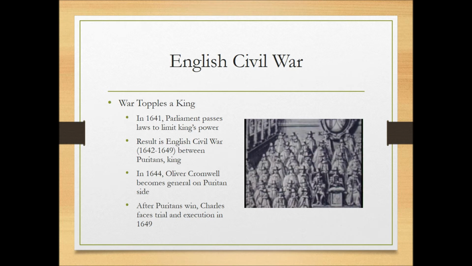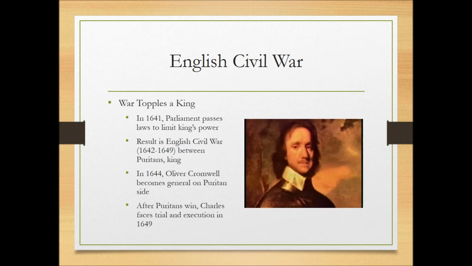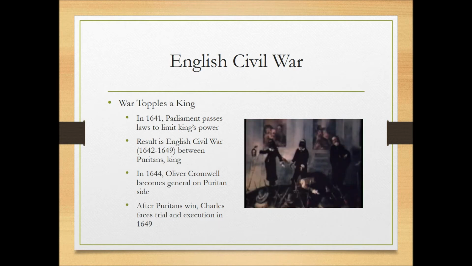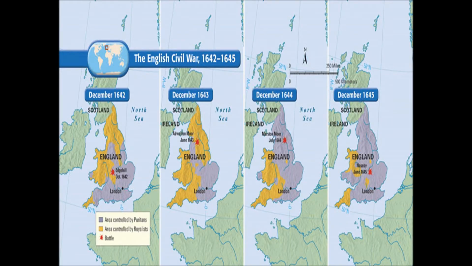Now, in the end, Oliver Cromwell, who we also saw painting up, became the general representing Parliament, representing the Puritans here. And he actually won. They defeated the king and his armies, and the king was put on trial and executed for crimes against England in 1649. And so here's a little graphic of England throughout the Civil War.